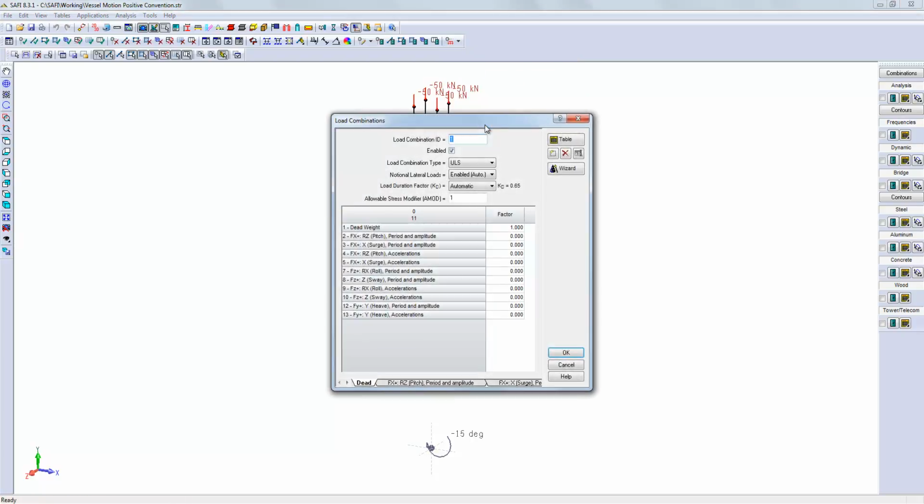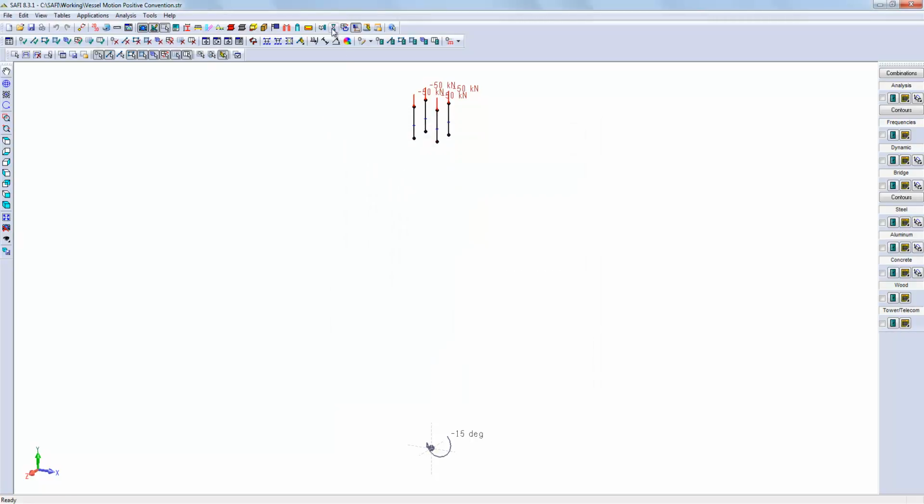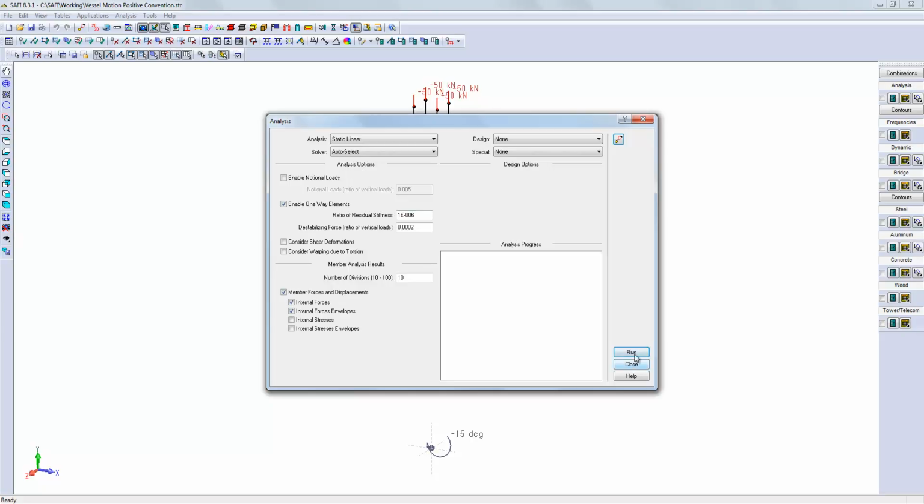For sure, there were also load combinations created accordingly. Each load combination is including only one basic load at a time. Let's go ahead and run the analysis.